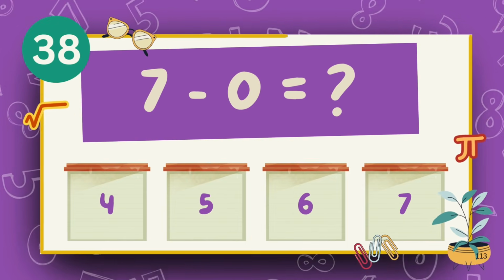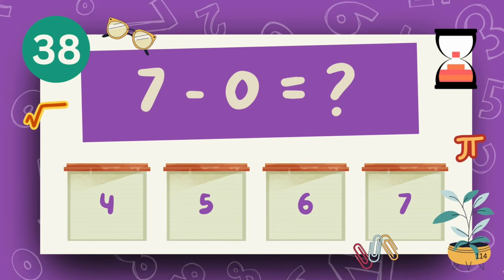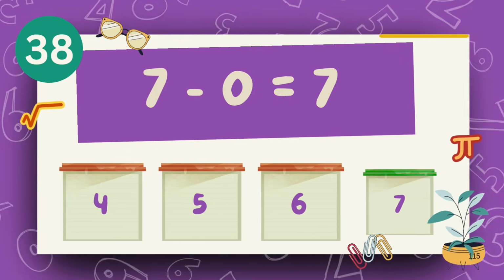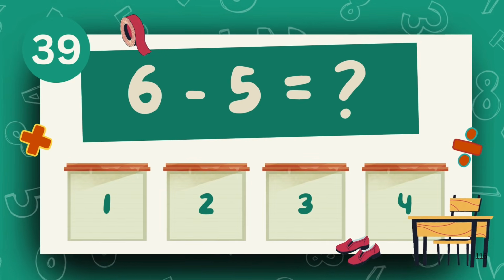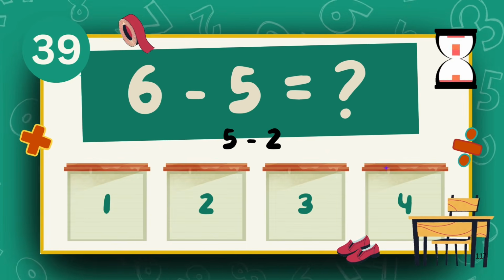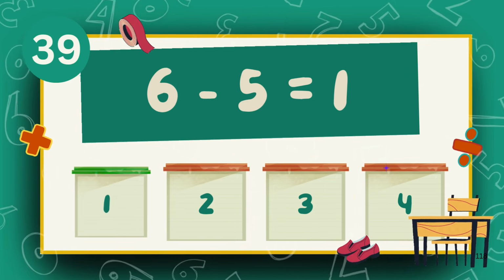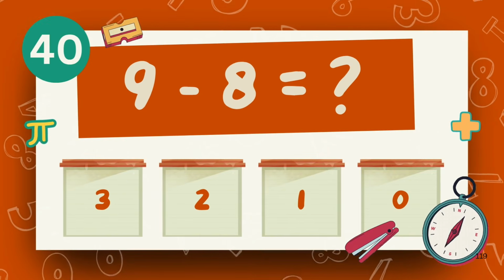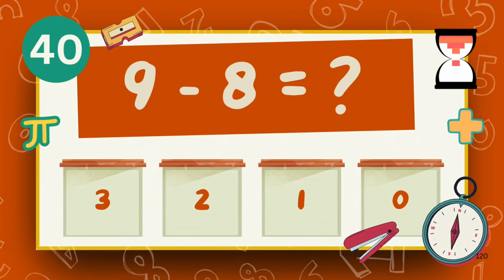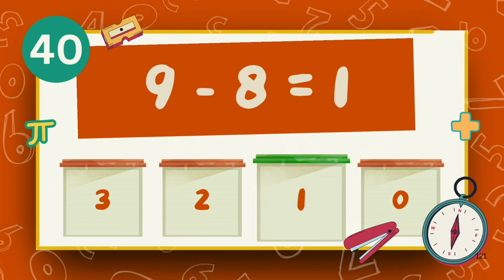What is 7 minus 0? The answer is 7. What is 6 minus 5? The answer is 1. What is 9 minus 8? The answer is 1.